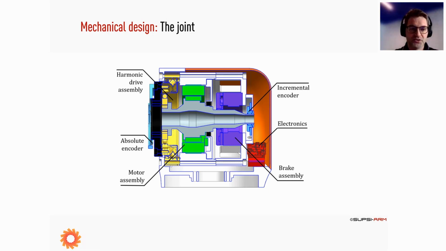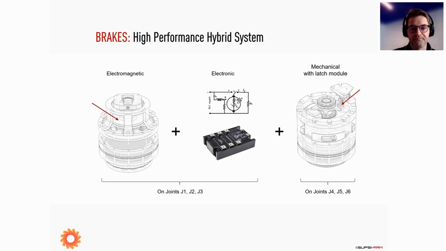We have a double encoder solution before and after the gearbox, which provides very high accuracy in positioning and the ability to detect anything which is happening to the robot. We have a brake solution, which I will go into more detail on the next slide. And then it's important to see that all the electronics is embedded within the joint itself.